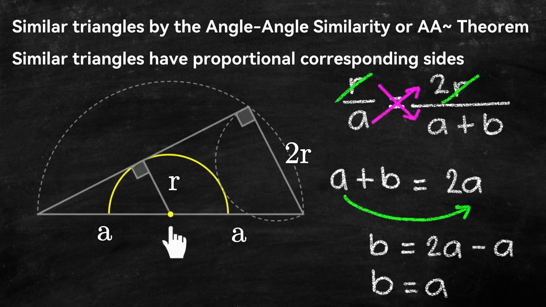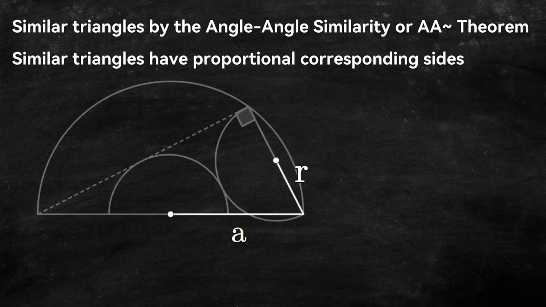This means that the center of the small upright semicircle is also the center of the large semicircle. This information is necessary to prove that this distance is actually the radius of the large semicircle. The next step: connect the centers of the two smaller semicircles by a line segment. This segment has a length of r plus r, or 2r. These two lines are parallel, so by the corresponding angles theorem, this angle is also 90 degrees.